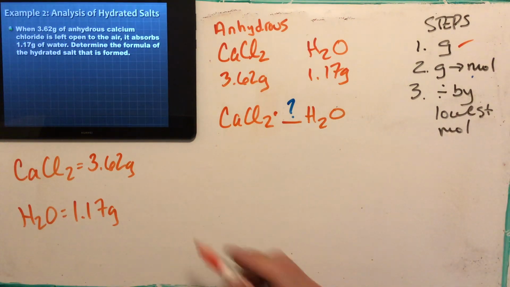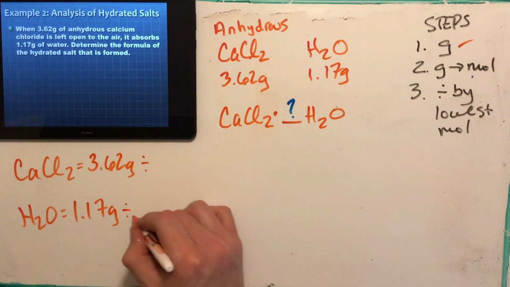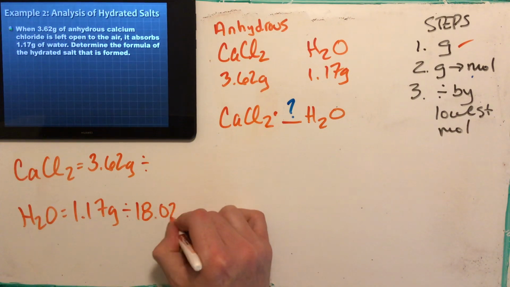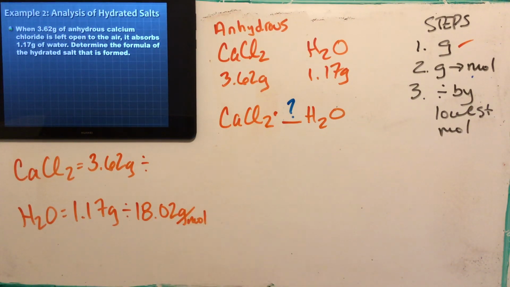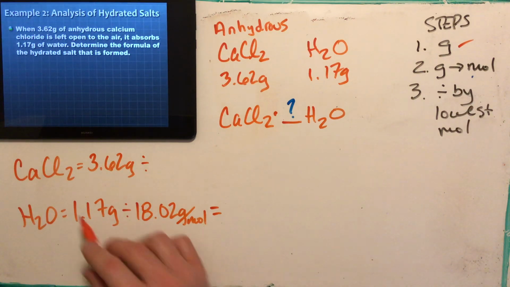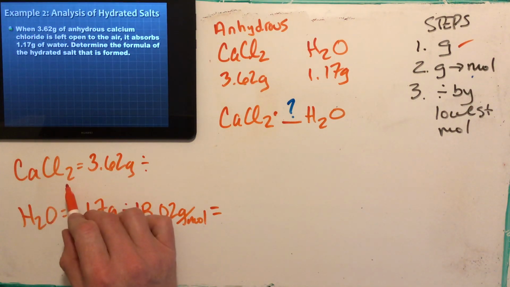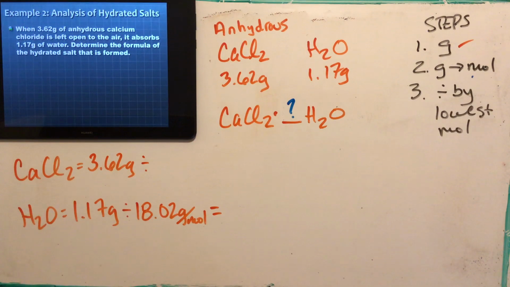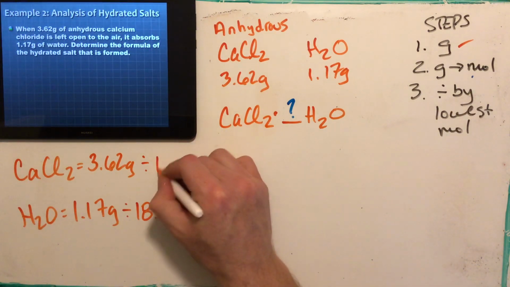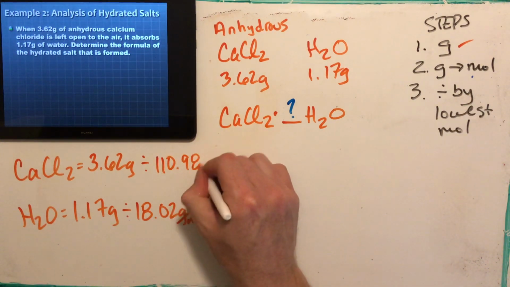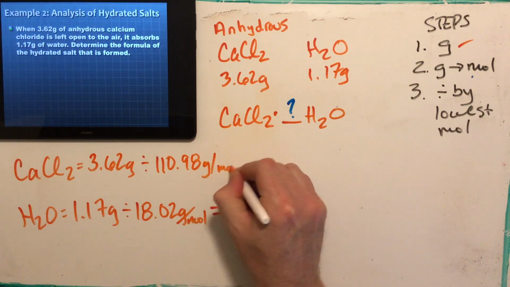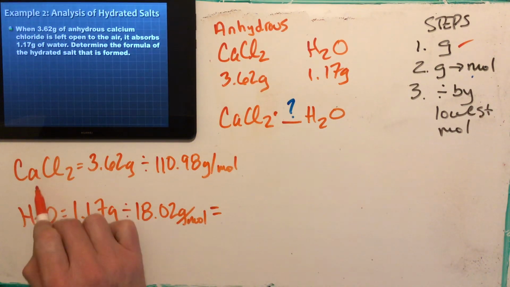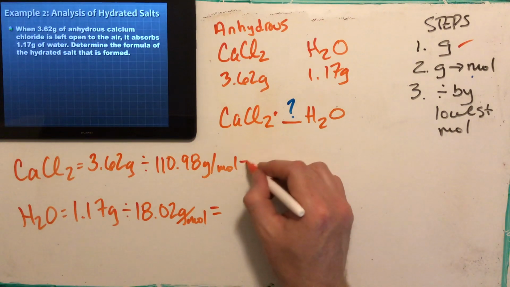Now we've got to turn the grams into moles by dividing by the molar mass. Water, I just remember, was 18.02 grams per mole from the last question. So that one I kind of remembered. I got to calculate this one. So 2 chlorines, 35.45, plus another 35.45 is 70.90, plus 40.08 from the calcium is 110.98. So that's the molar mass. Again, I just take 2 chlorines, 1 calcium, add up their masses on the periodic table.